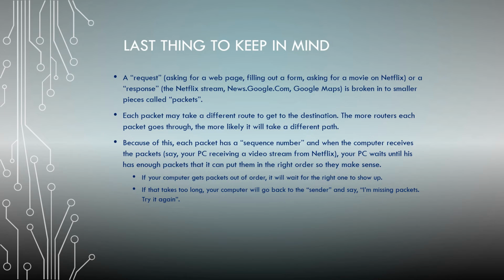The last thing to keep in mind: a request, say you're asking for a web page, you're filling out a form on a web page, or you're asking Netflix for a movie, or a response, the Netflix movie it sends you, a web page like news.google.com or Google Maps. Those are all broken into smaller pieces called packets. So that request is not just one thing going across the network. It's usually a lot of text that it has to break up into multiple little packets, or you can think of multiple cars going across the internet.